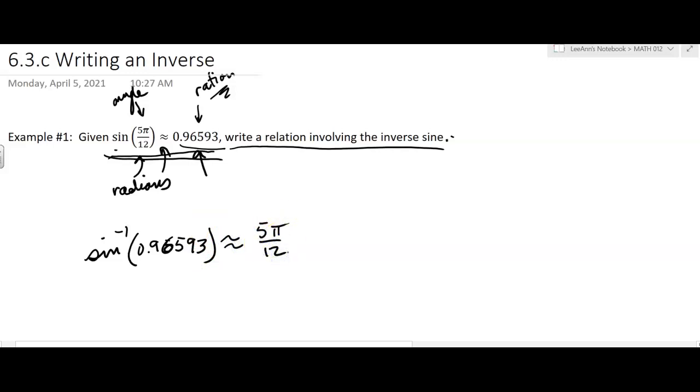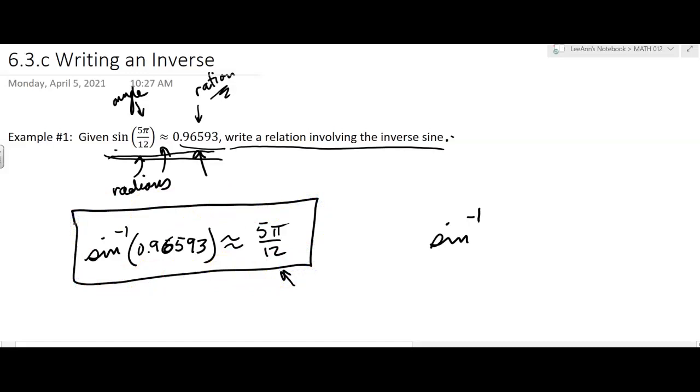Now we could do that on our calculator as well. It's going to give me a decimal approximation for 5π/12, but on your calculator, you have that button, sine inverse, okay? We'll show you how to use your calculator more in another video, but anyway, this is the answer here. They tell us both the ratio and the angle, and we're just writing it with the inverse function.